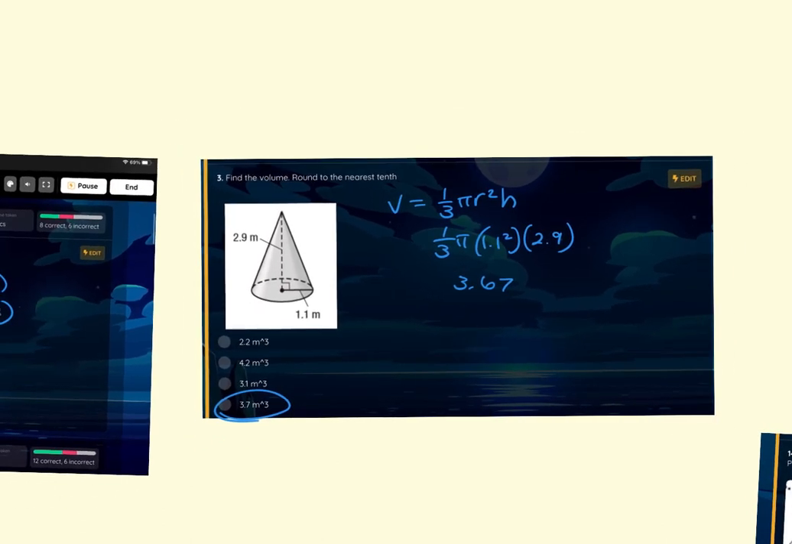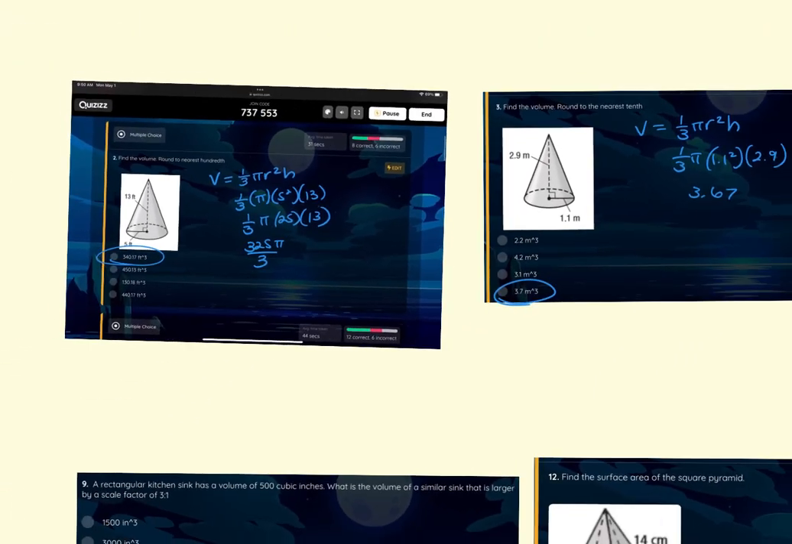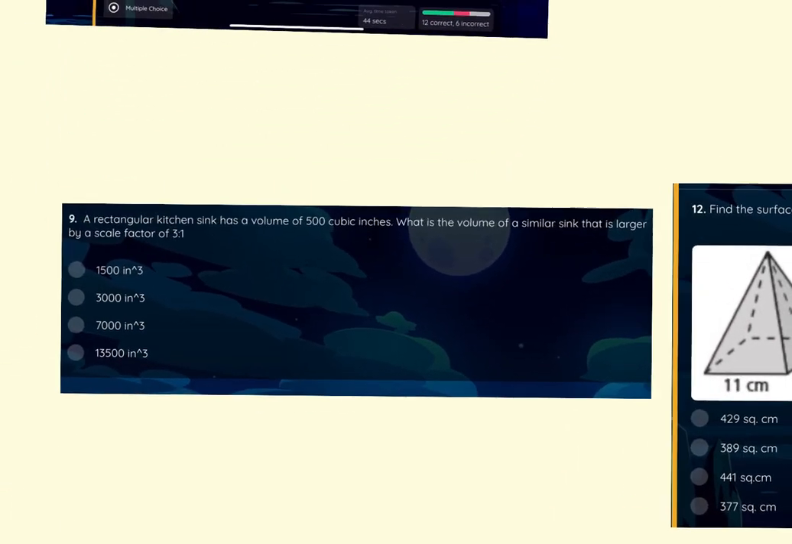Make sure you pay attention to what it tells you to round to, because obviously that's stuff that you don't want to lose points for. It doesn't mean you don't know how to do something. It means you don't read the directions carefully. You want to make sure you do that. If it says 100th, you need to keep 2 decimal places. If it said 10th, you need to keep 1.